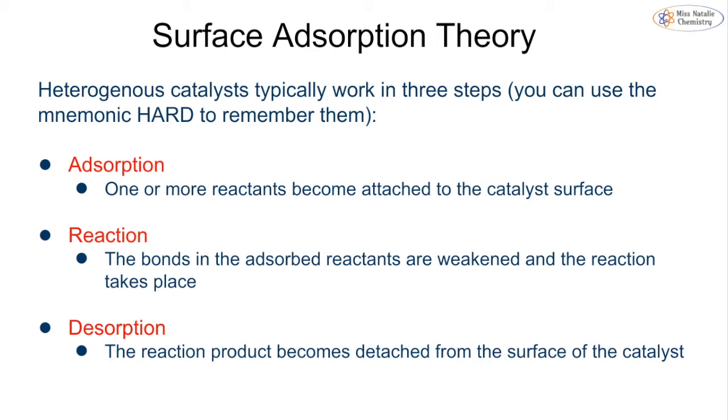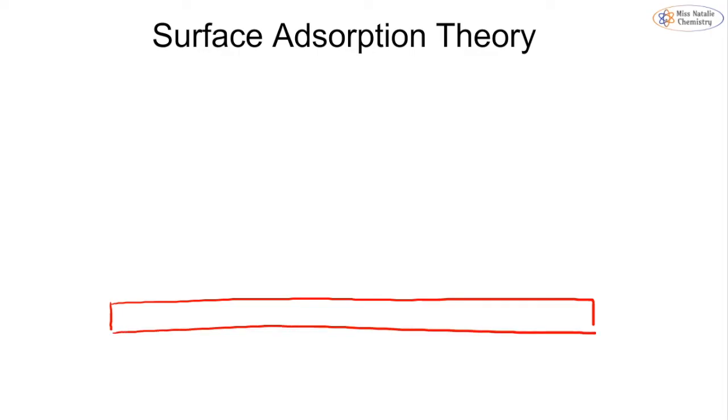So H for heterogeneous, A is for adsorption, where 1 or more of the reactants become attached onto the catalyst surface. R is for reaction, where the bonds in the adsorbed reactants are weakened and we get the reaction taking place, making the bonds to the new substance. And then the D is for desorption, where the products become detached from the surface and they move off as the new substances. So what would this actually look like? Well, we have our surface of our catalyst, and of course we want it to be the biggest possible surface area.